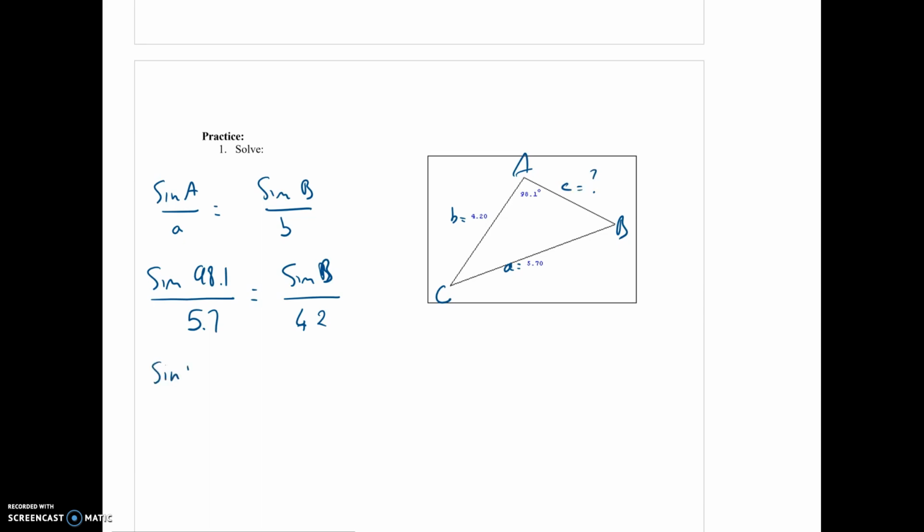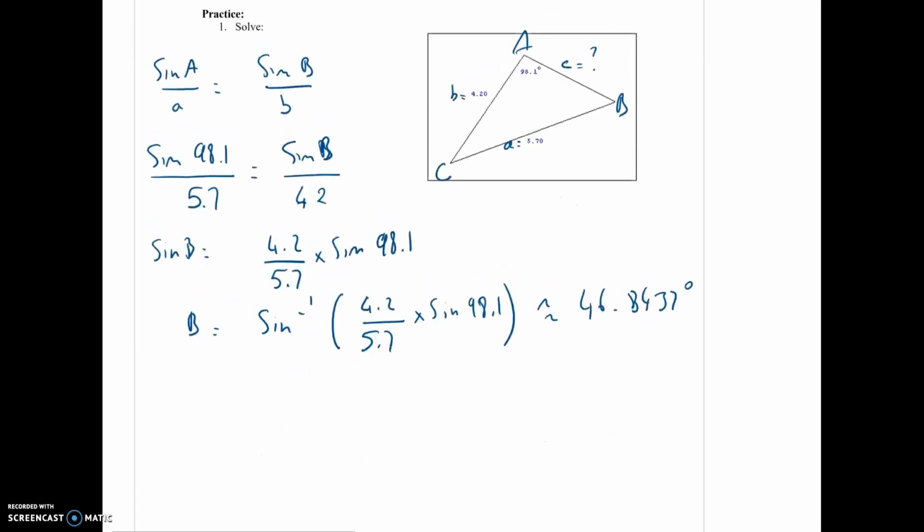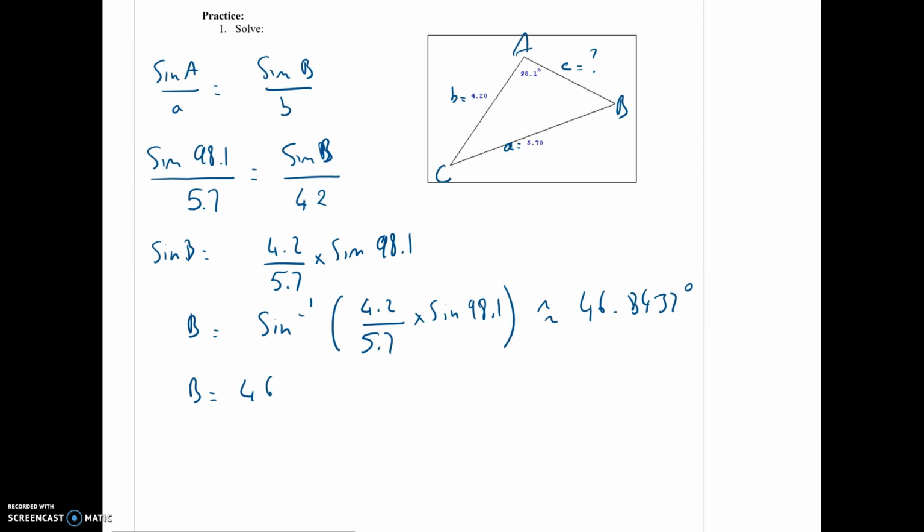Well, I'm able to express sine B equal to 4.2 divided by 5.7 multiplied by sine 98.1. And therefore, B equals the inverse sine of 4.2 divided by 5.7 multiplied by the sine of 98.1. You are going to find B. Don't forget to have your calculator in degree mode. It equals 46.8437 degrees, and you are going to decide to write B equals 46.8 degrees. Okay?